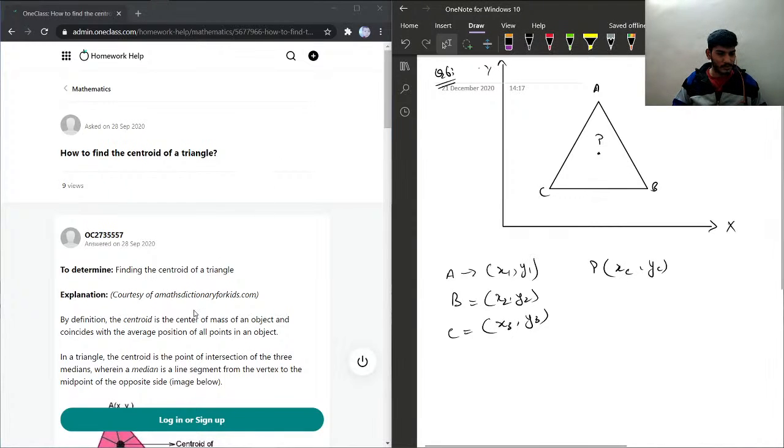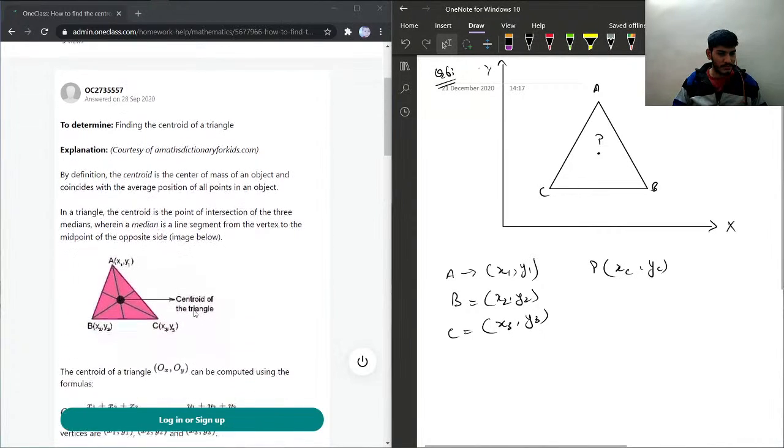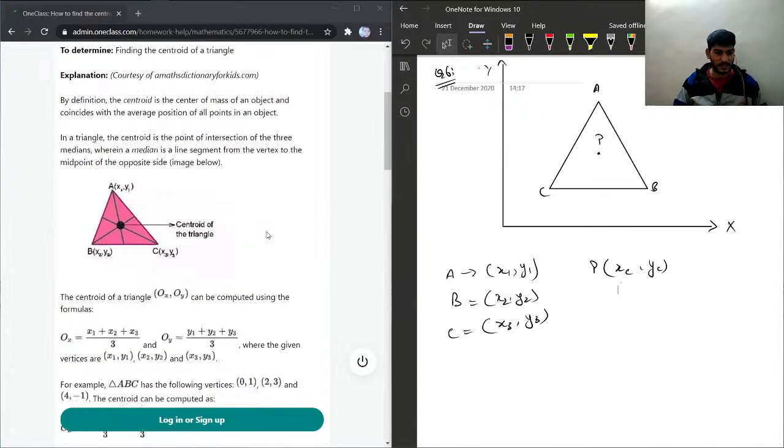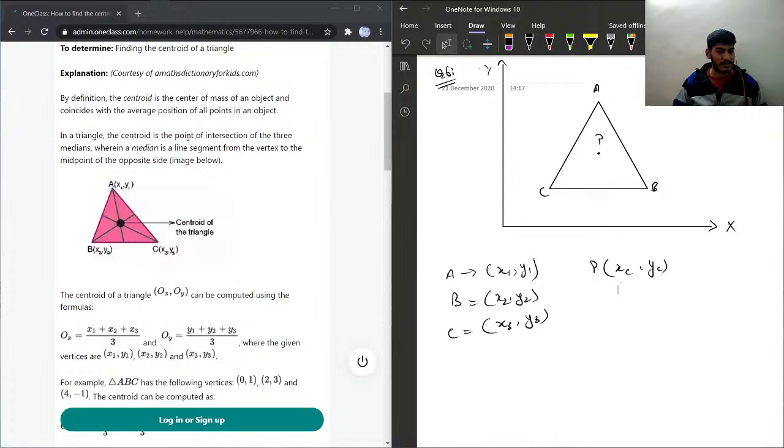Now let's just look at the definition given here. By the definition, the centroid is the center of mass of an object and coincides with the average position of all the points in an object. So in a triangle, the centroid is the point of intersection of three medians, wherein a median is a line segment from vertex to the midpoint of the opposite side. So I can just draw the median here.